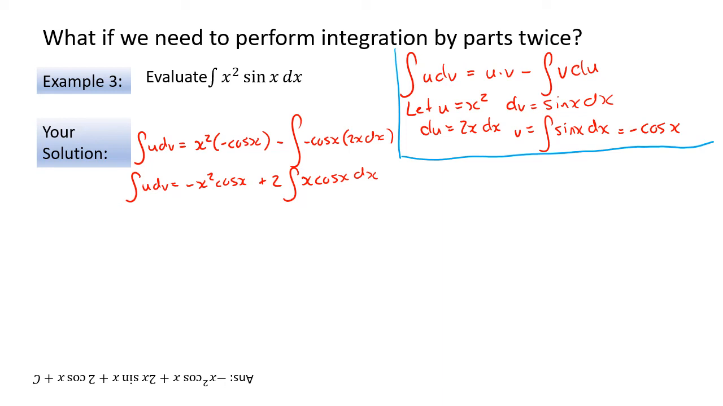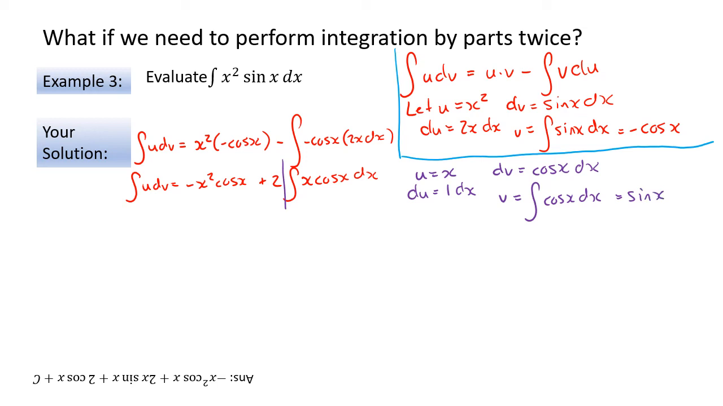So again, we're doing it just on this x cosine x dx. Okay? So we'll let u be x, and we'll have dv equal to cosine of x dx. So now du is simply the derivative, which is 1 times dx. And v now is the integral of cosine of x dx, which in this case is sine of x.